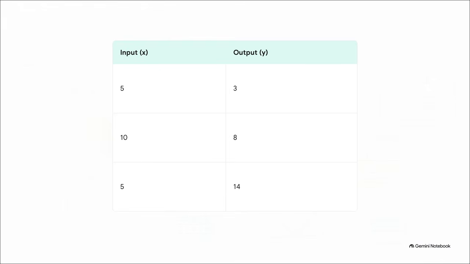Now contrast that with this table. Is this one a function? Nope. Look at the input of 5. It maps to two completely different outputs, 3 and 14. Just like our earlier ordered pairs, if you look down that x column and see the exact same number popping up more than once, you need to check the y column. If those y values are different, the function rule is broken.